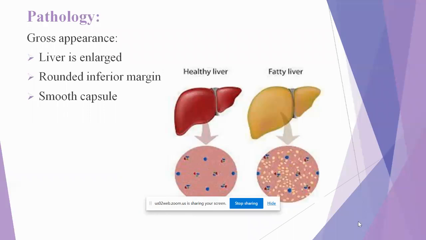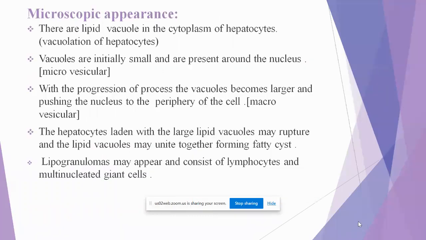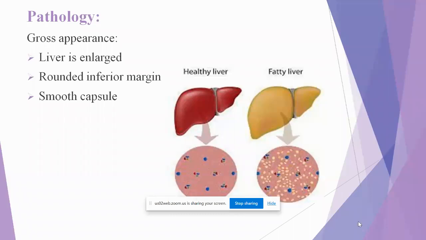This is the pathology. What will happen? In the picture, the first picture shows the healthy liver and the second picture is fatty liver. The liver is enlarged, with a rounded inferior margin, and a smooth capsule. This is the macroscopic picture.